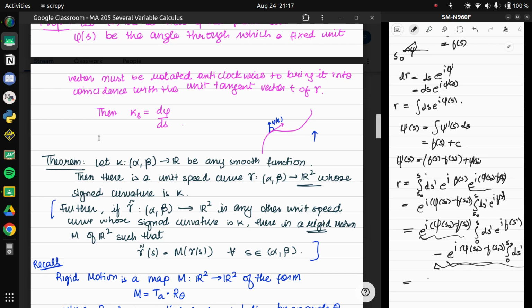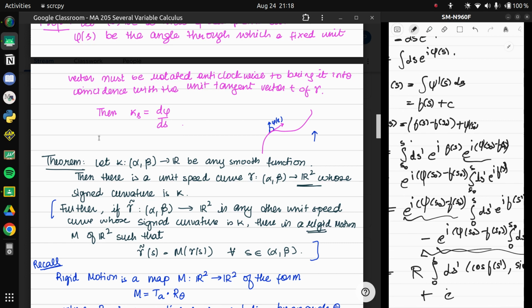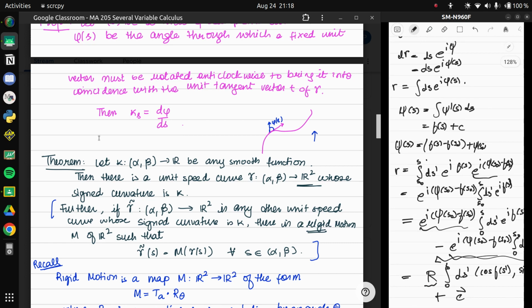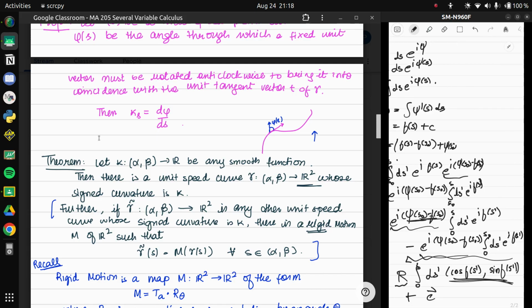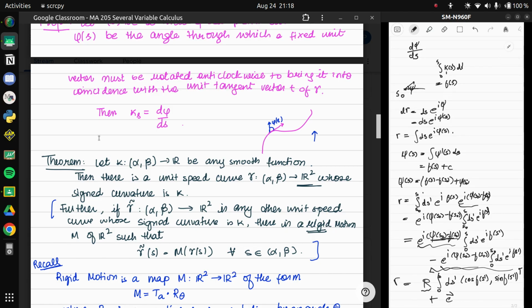So this will be like R, some rotation, and this integral 0 to s ds dash, and e power I of all that stuff, we can rewrite as cosine of f of s dash comma sine of f of s dash, plus some c vector. So this R is a rotation matrix with this angle of rotation, and this is a vector, right? I should actually be writing a transpose, because that will make it a column vector, and that's the thing we want. So that's your r vector, right? Complex numbers are really nice, aren't they?